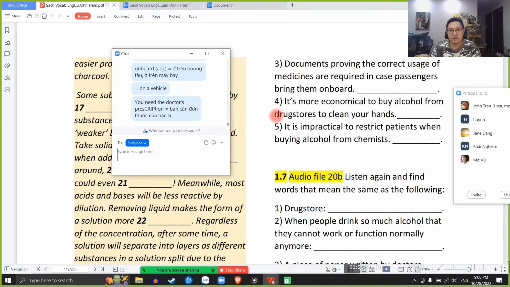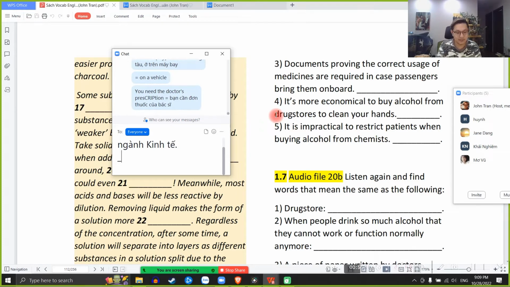Number 4, it's more economical. So I need to talk about this word economy, you know. The word economy means kinh tế. Nó có nghĩa là kinh tế thôi. So we have another word economics. Nhóm ngành kinh tế.